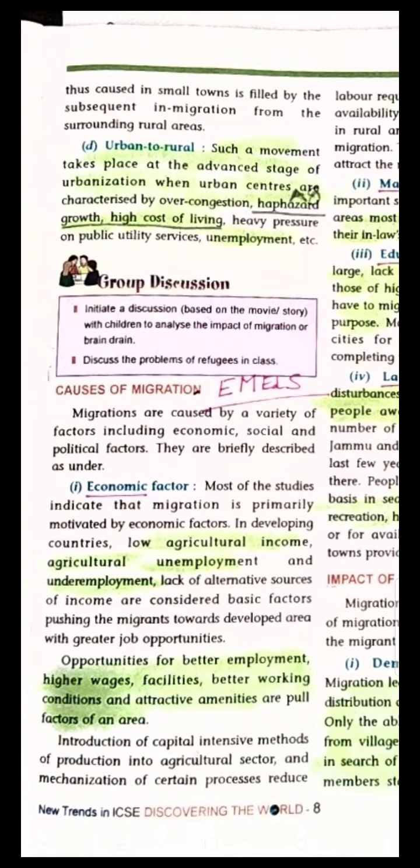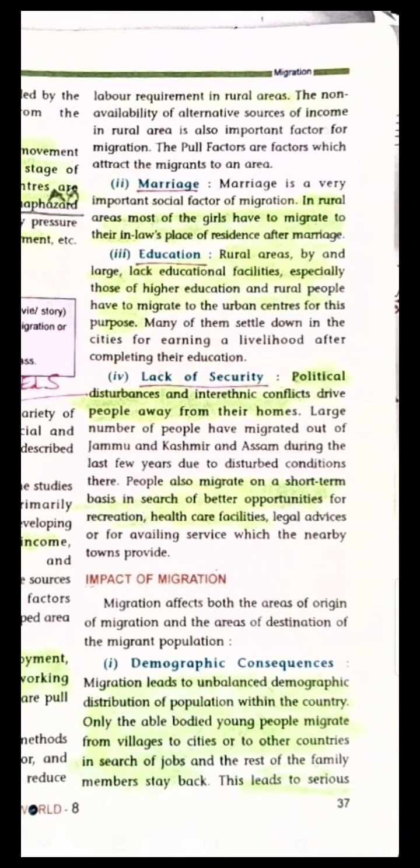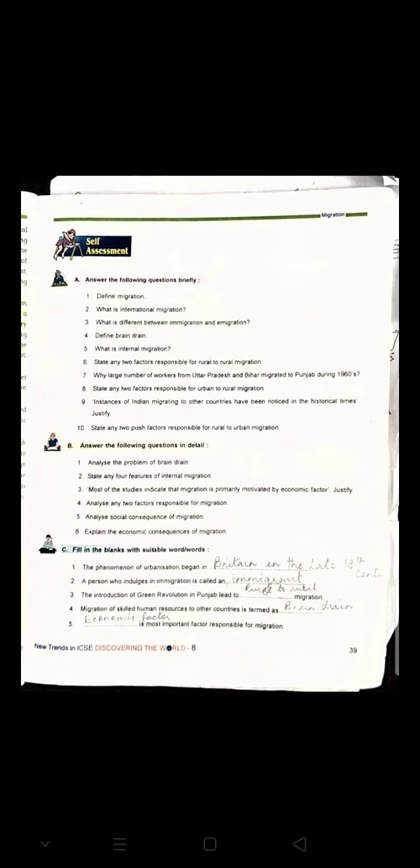And you can select any other point, like you can select education or marriage. That is also one of the factors for migration from the rural to the rural areas, causes of migration. So you can select any of the factors, be it lack of security, be it education, be it marriage. So select and write 2-3 lines under it. So this was the question on analyzing the 2 factors which are responsible for migration.